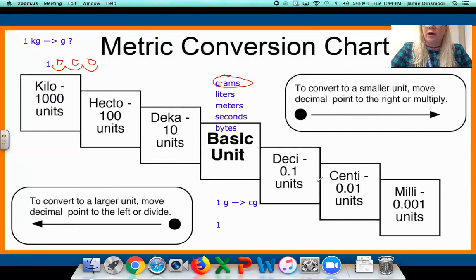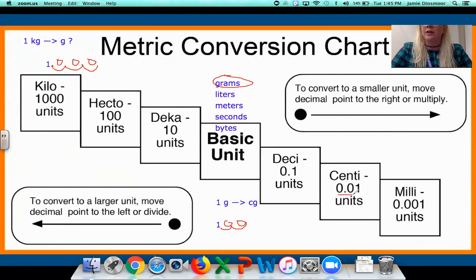We want to go to centigrams. I find centigrams on my chart. I'm going to be moving my decimal 1, 2 places to the right to get to centigrams. I'm going to add 2 zeros. So the correct answer is 100. There are 100 centigrams in 1 gram.